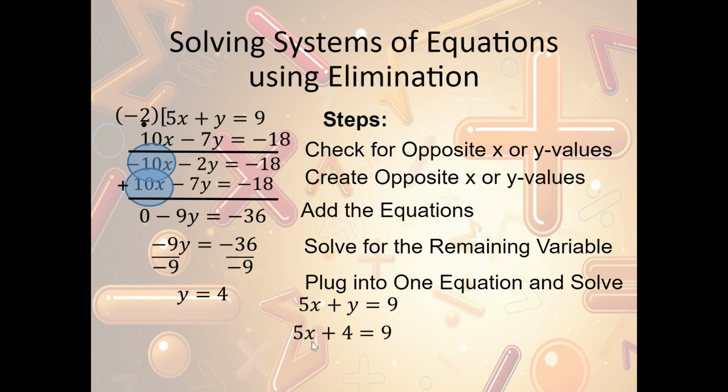Well, now I need to solve for x. So I'm going to subtract 4 from both sides, and I get 5x is equal to 9 minus 4, which is 5. Divide both sides by 5, and I get x is equal to 1.